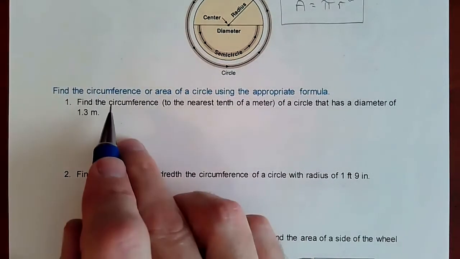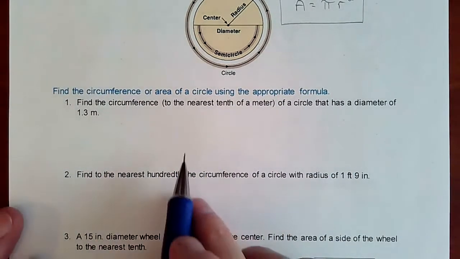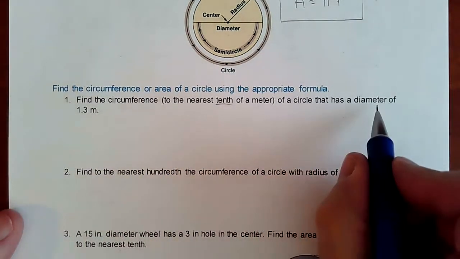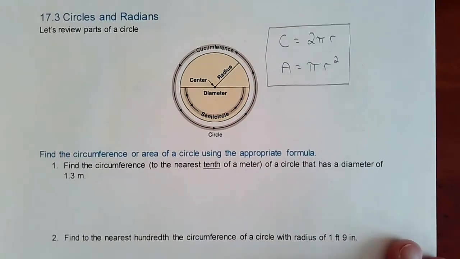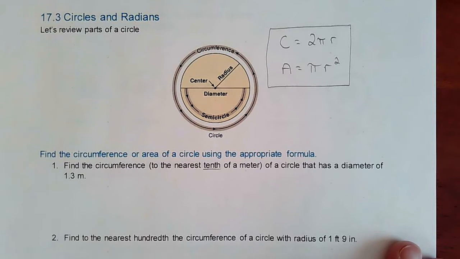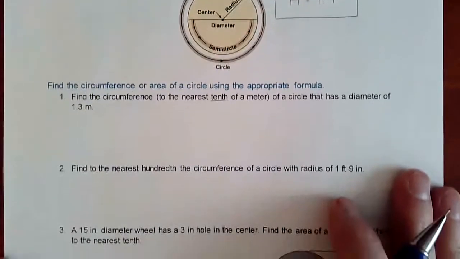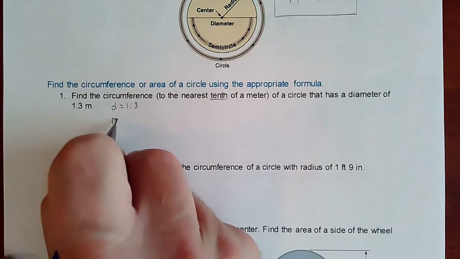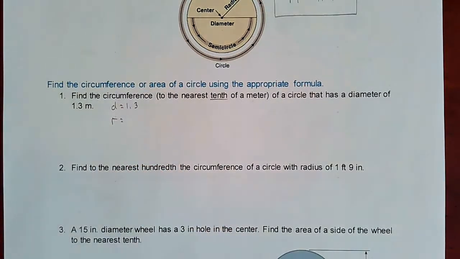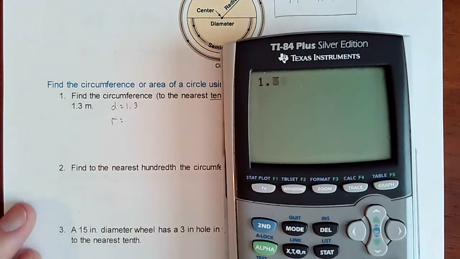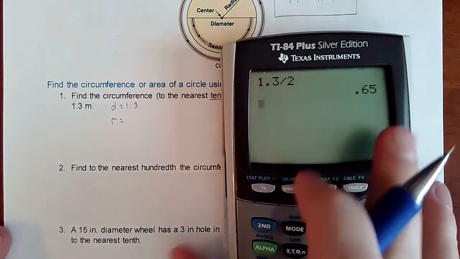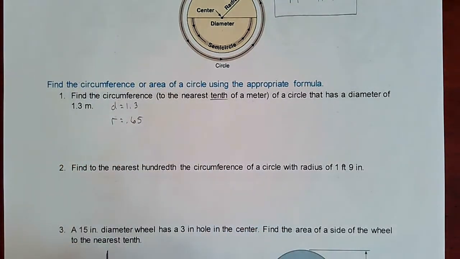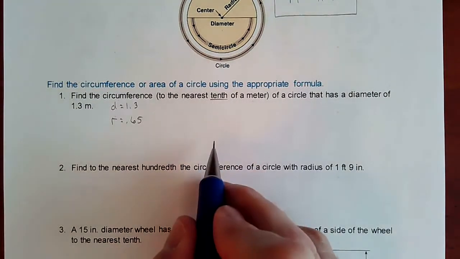So let's start. The first thing is find the circumference and area of the circles using appropriate formulas. So it says find the circumference to the nearest tenth of a meter if a circle has a diameter of 1.3. Well, our formula doesn't have diameter, but a diameter is twice a radius. So if you know that the diameter equals 1.3, the radius is going to be half of that. So we'll take 1.3 divided by 2. So 0.65 is the radius that we're going to use. We're not going to worry about rounding anything yet. We'll get that at the end.